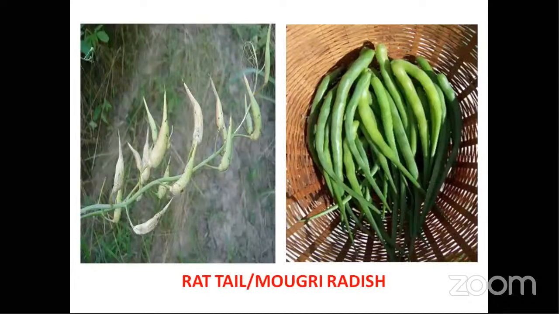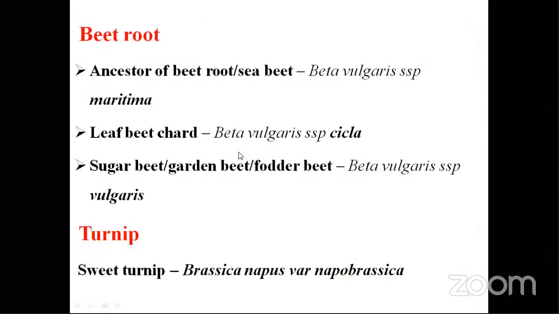So this is the rat tail radish. You can see the siliqua-like thing. It looks like the siliqua-like thing, right? Next, coming to beetroot. The ancestor of beetroot is Beta vulgaris variety, the species Maritima.